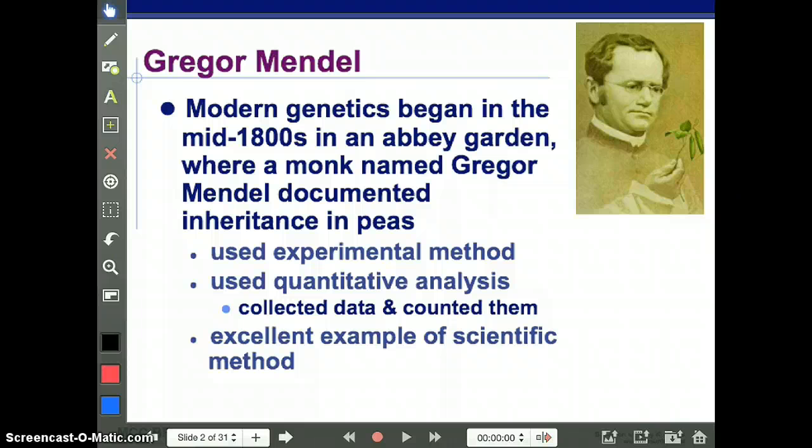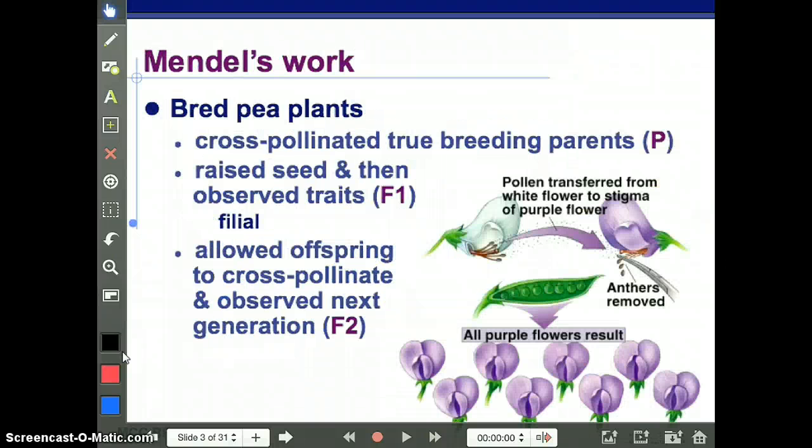And so he started to use some experimental analysis and then utilize quantitative analysis, looking at what he can do in numerical amounts to collect data based upon certain traits that were being expressed. Now, this was an excellent example of the scientific method. He had that first questioning technique. So what he was looking at was if he could manipulate, he could cross-pollinate.